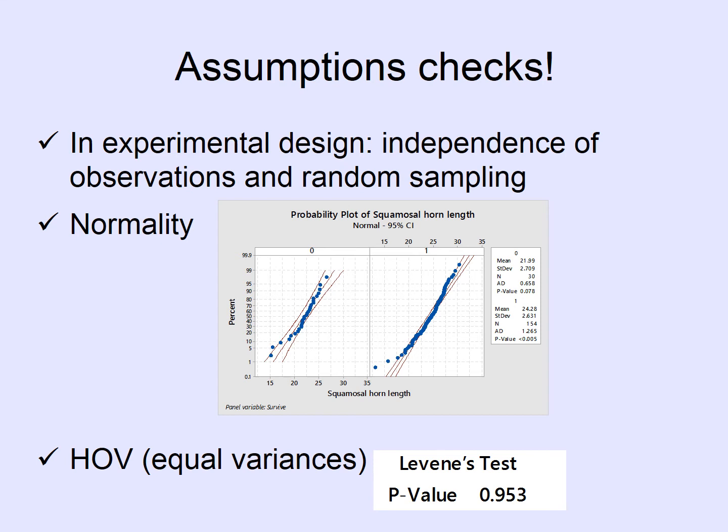And then I checked for my HOV, my equal variances. Notice I was worried about normality here, so I didn't use the F-test. I used Levene's, and I have a high p-value, so check, I have equal variances.